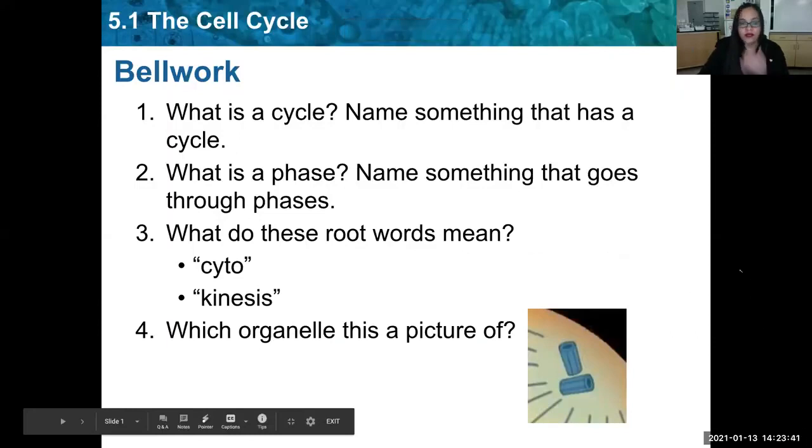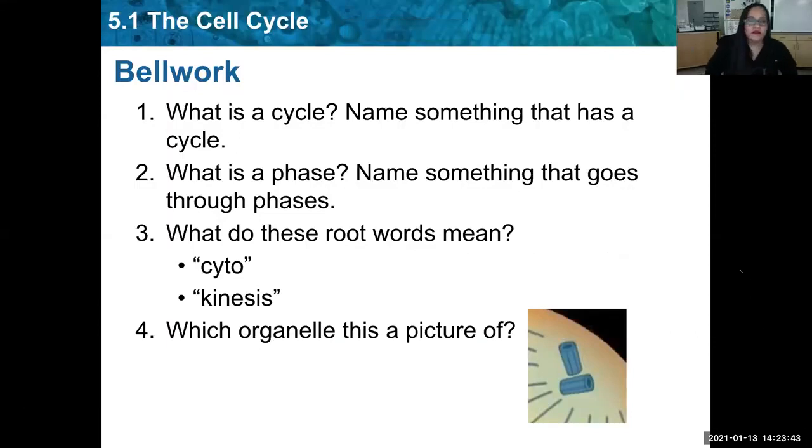All right, just like always, we are going to start with the bell work. So what do you guys think? What is a cycle? So that's an example of a cycle, Jacob. Good, Angelina. So Angelina has the definition, a series of events that gets repeated. And then Jacob had an example, the hydrologic cycle.